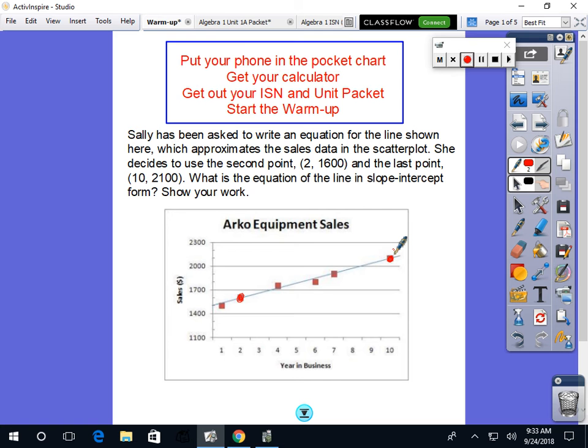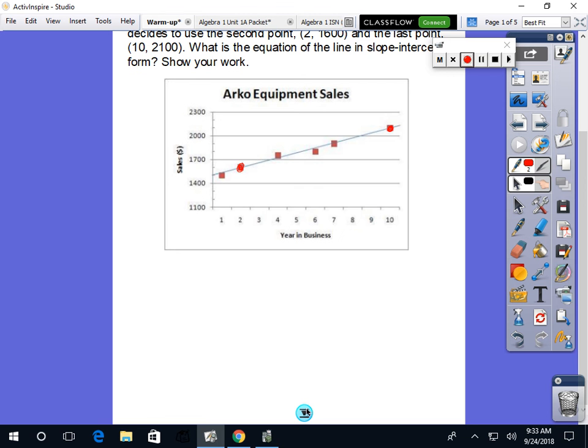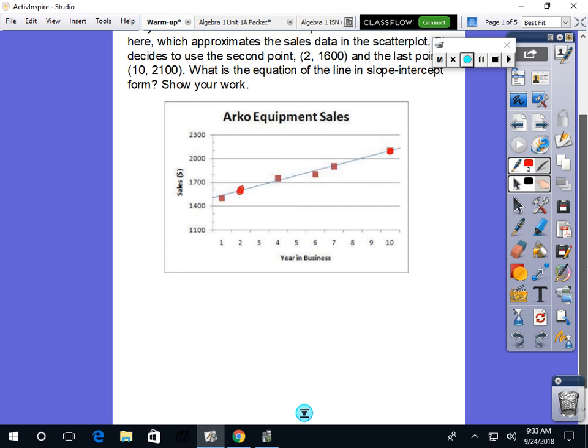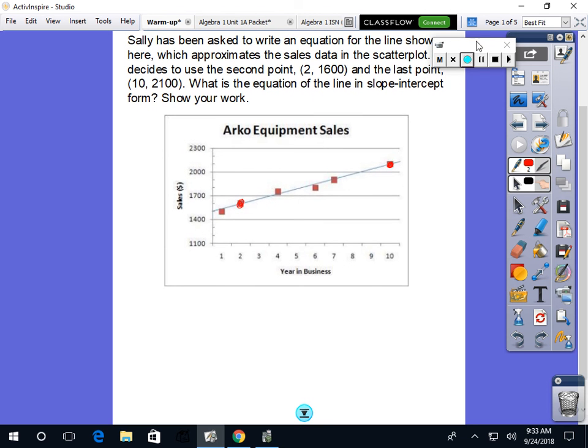So what's your job? Your job is to do what? What's the question asking you to do? What should your answer look like? Nobody knows? She's been asked to write the equation of a line in slope-intercept form.